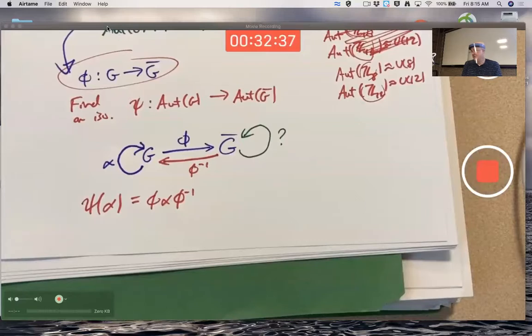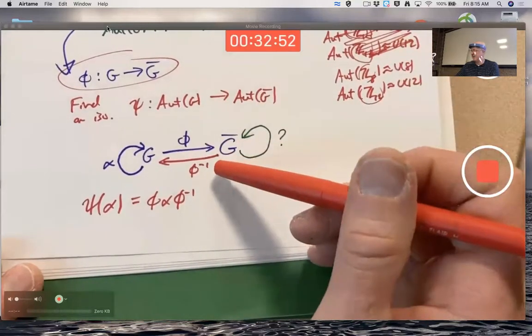That's got to be the answer. That's got to be the isomorphism from odd G to odd G bar. I mean, I haven't proven that it's an isomorphism, but that's the only thing you could possibly think of. At least that's fairly simple.